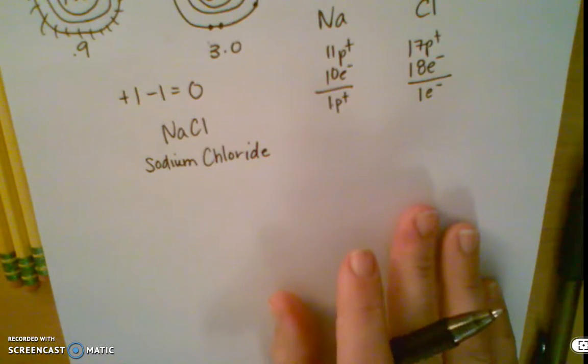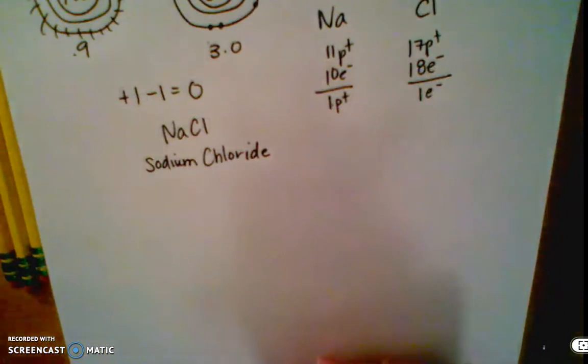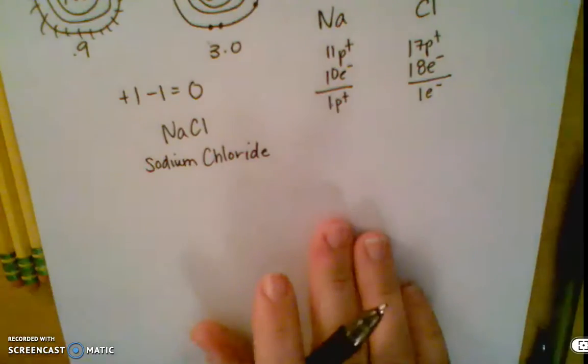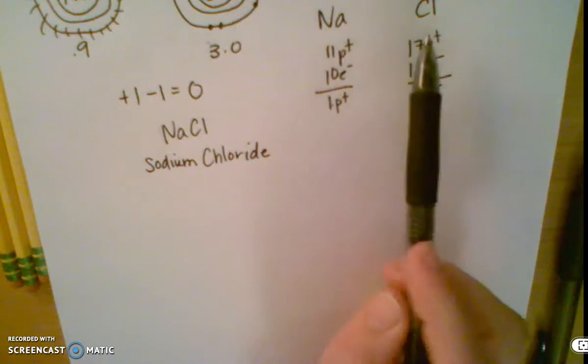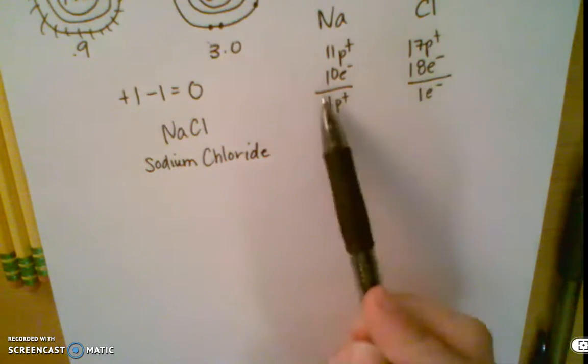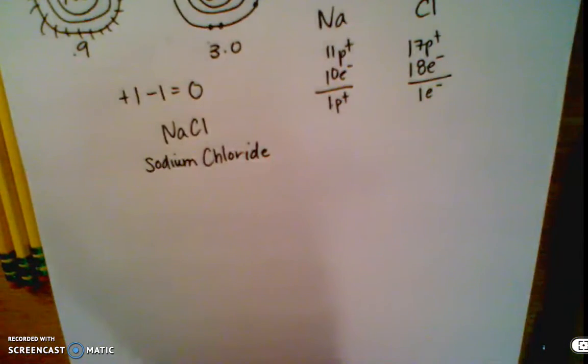So in this case, this is going to be sodium chloride. That is the name of this particular element. And you can find these charges on that periodic table in your notebook, but you can also figure out what they are according to the structure of the element, the Lewis structure.